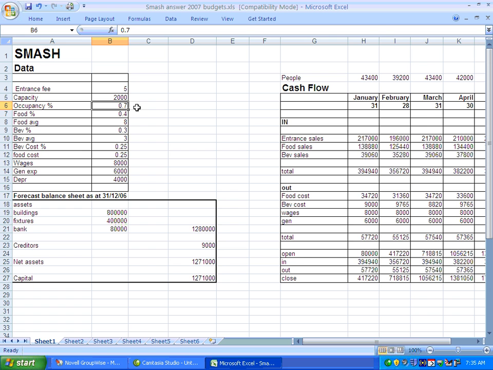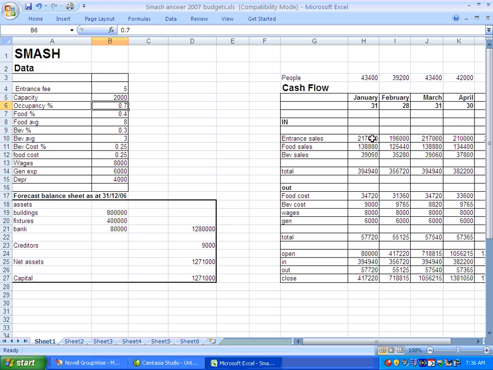Now that's 1,400 people per day, and then to get the number of people here per month, we multiply by the appropriate number of days in each month, so January 31, February 28, and so on, and that will give us the number of people coming in each month or buying tickets. Then we have to get our cash coming in. We've got sales of tickets, entrance sales, food sales and beverage sales, and we can get those figures by multiplying up by the appropriate price.